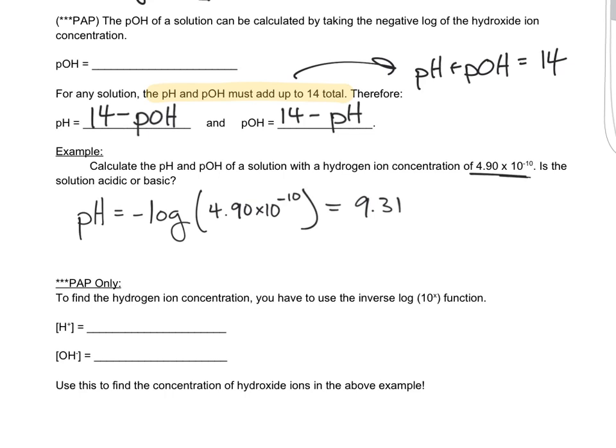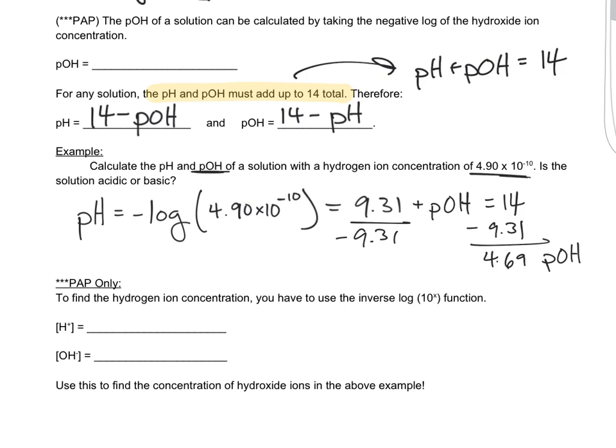But we also wanted to find the pOH. We're calculating pH and pOH. You know that this number plus your pOH have to add up to 14. So to get pOH, you'll subtract the 9.31 from 14, which would give you 4.69. That is your pOH.